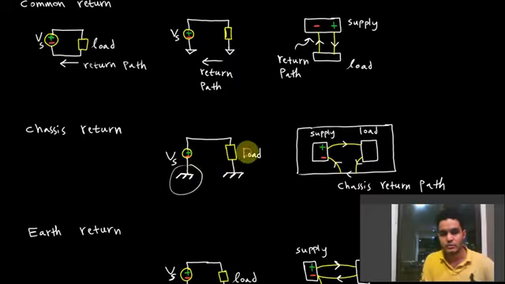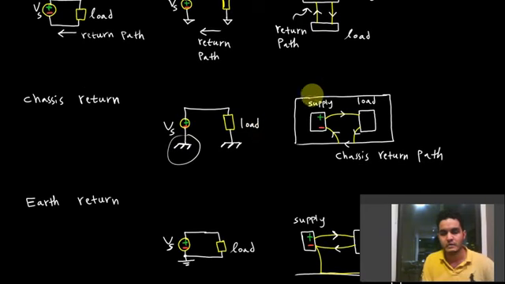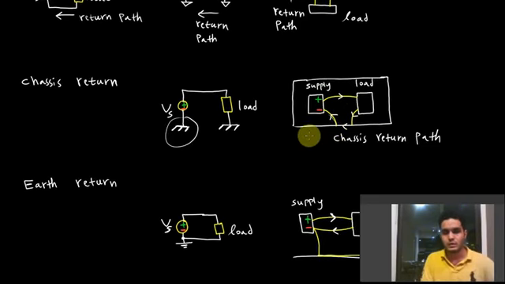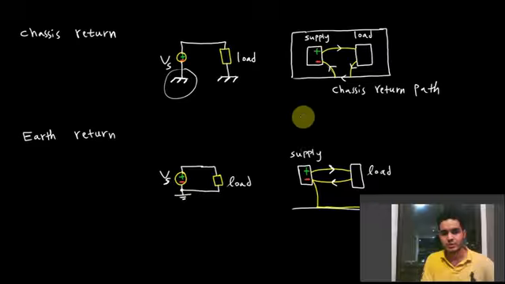You would have the voltage source and the load, and basically what's going to happen here is you have the supply plus and minus, and the load. You connect the plus to the load, and you have the minus go to the chassis, and the minus emanates from the chassis to the negative supply here. The third type is the earth return.